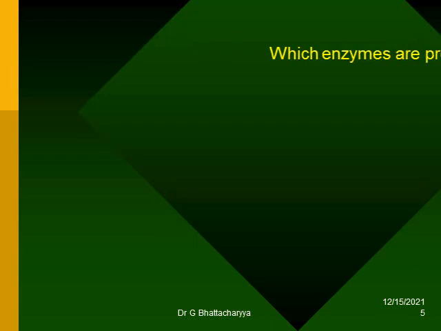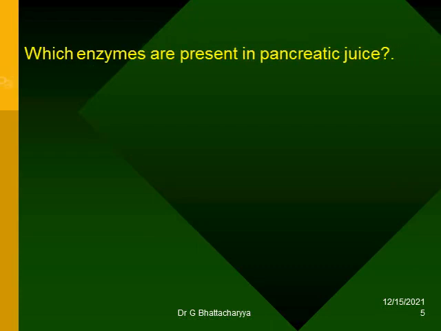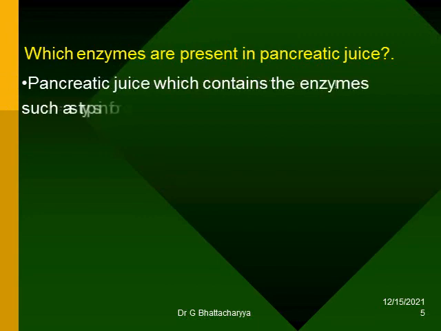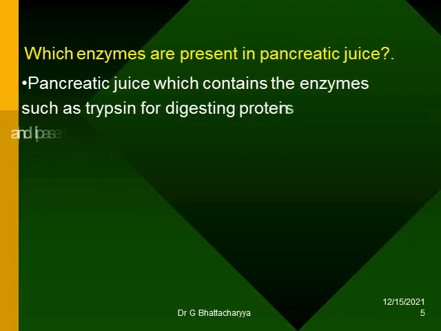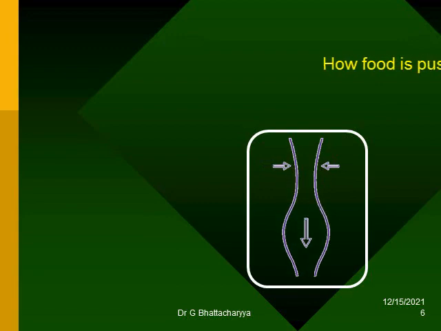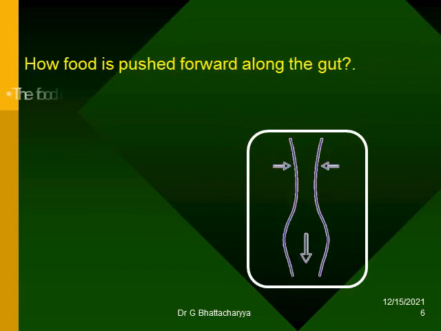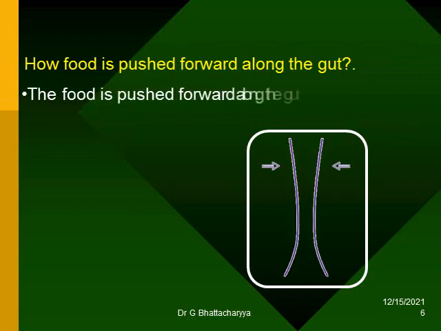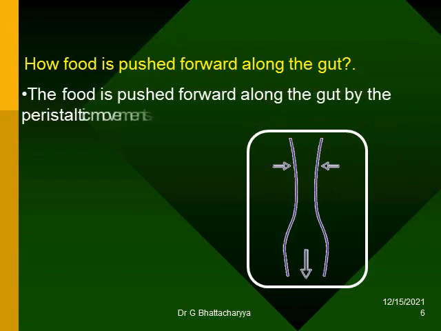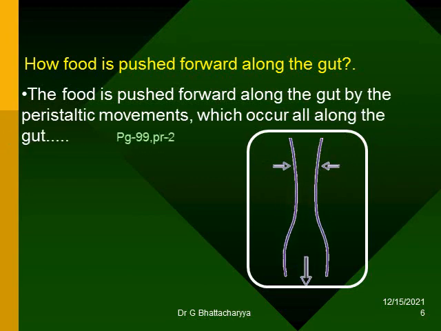Which enzymes are present in pancreatic juice? Pancreatic juice contains enzymes such as trypsin for digesting proteins and lipase for breaking down emulsified fats. How is food pushed forward along the gut? The food is pushed forward along the gut by the peristaltic movements which occur all along the gut.